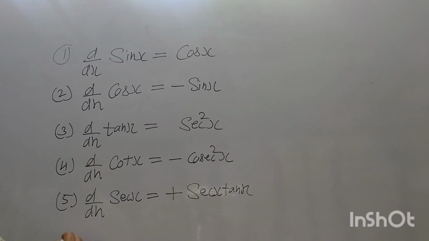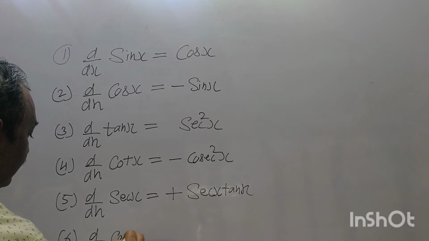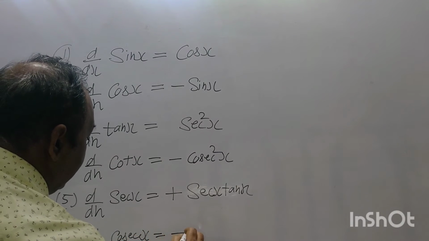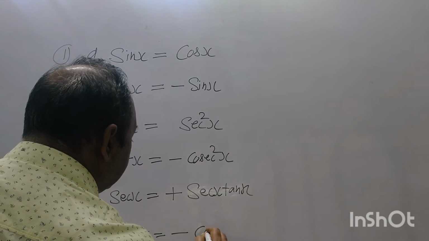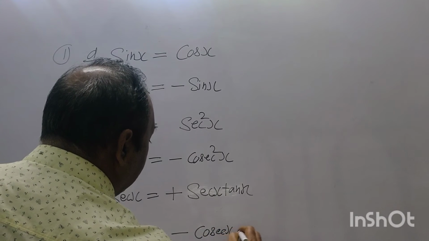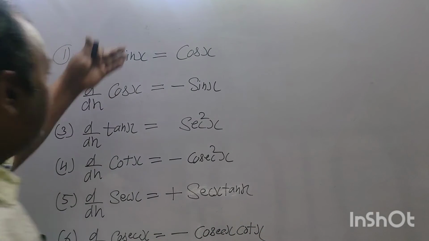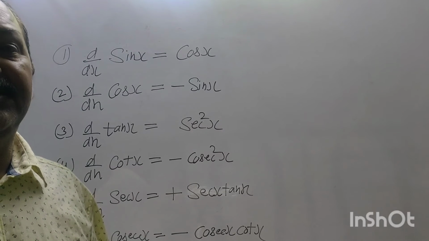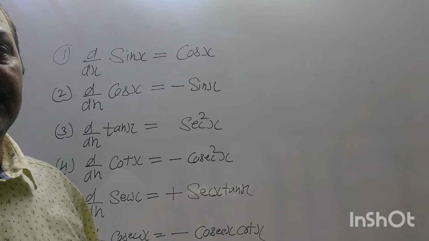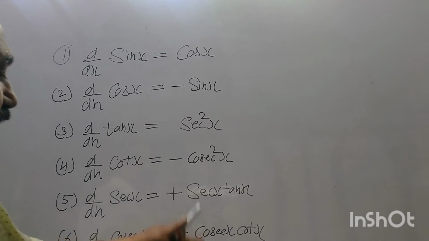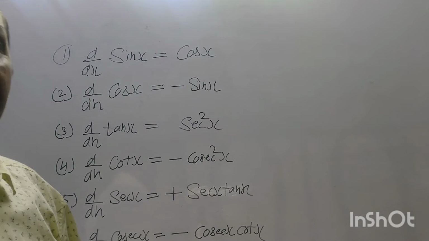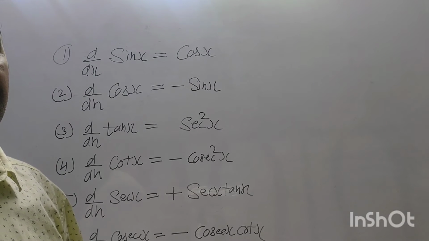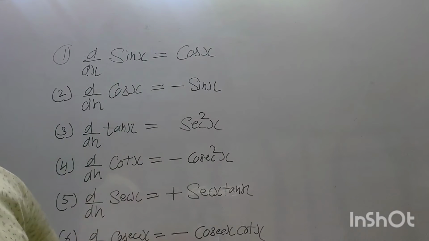And last is derivative of the cosecant x. It will be negative and its value is minus cosecant x into cot x. These are the formulas of the derivatives of the trigonometrical functions. These are the basic formulas. You can prove all these formulas by first principle, by applying the definition of the derivative. That's all.